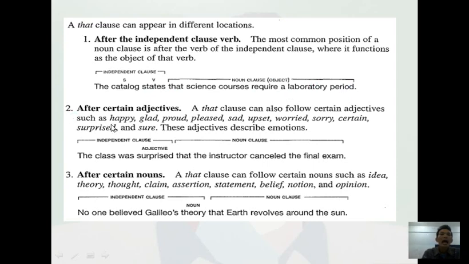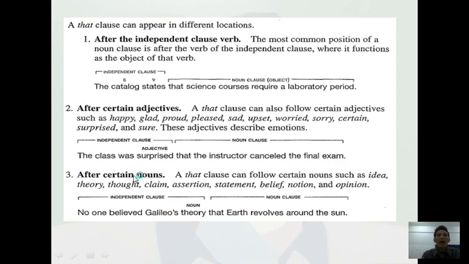And second, after certain adjectives, that clause can also follow certain adjectives such as happy, glad, proud, pleased, sad, upset, worried, sorry, certain, surprised, and sure. These adjectives describe emotions. You are able to put, like, the class was surprised that the instructor canceled the final exam.